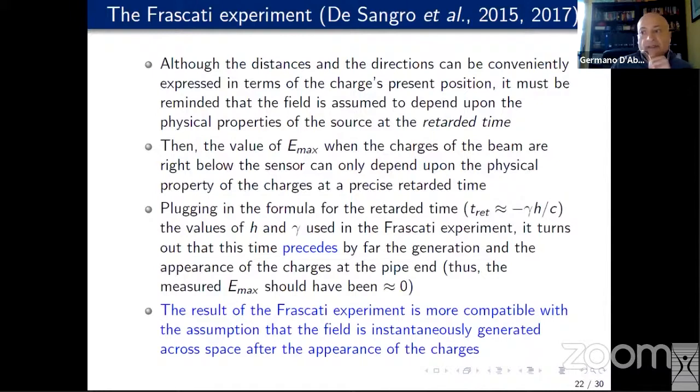As a matter of fact, the radius of the accelerator at the Frascati beam facility is maybe less than 60 meters. At that retarded time, the beam doesn't even exist, and then the value of the field measured by the Frascati group should have been nearly equal to zero and not equal to the expected peak value. Thus, the Frascati results are more compatible with the assumption that the field is instantaneously generated all over space just after the appearance of the electrons at the pipe exit. These results are also more compatible with the assumption that the electric field rigidly moves with the electrons, is rigidly attached to the electrons.